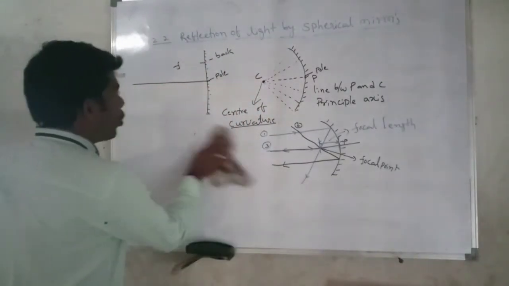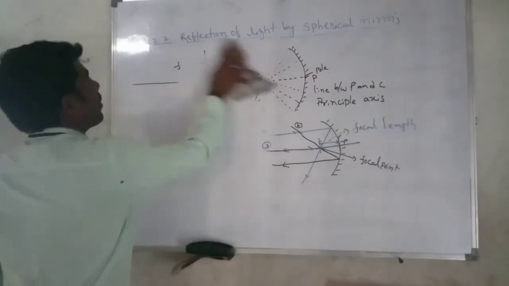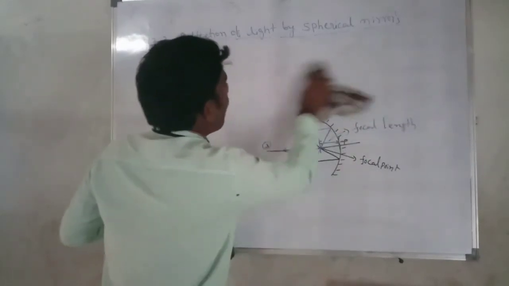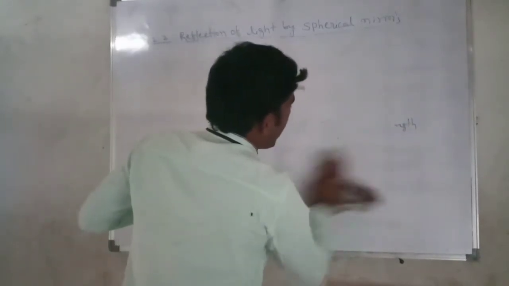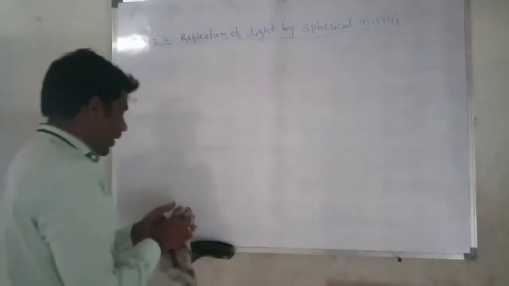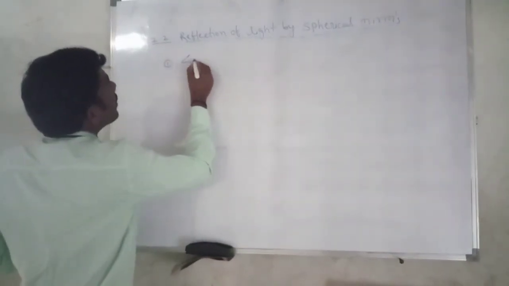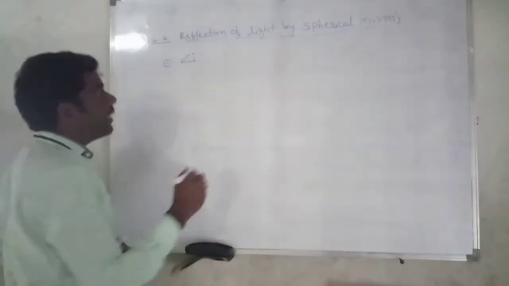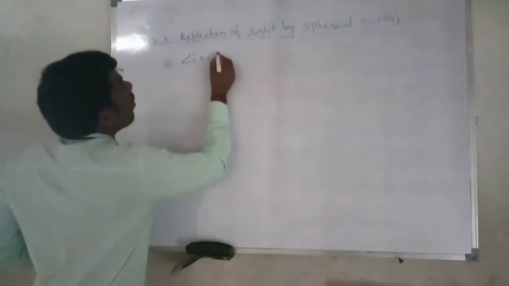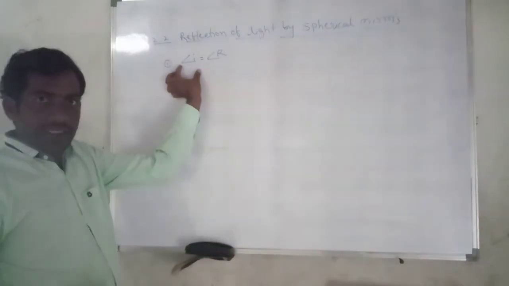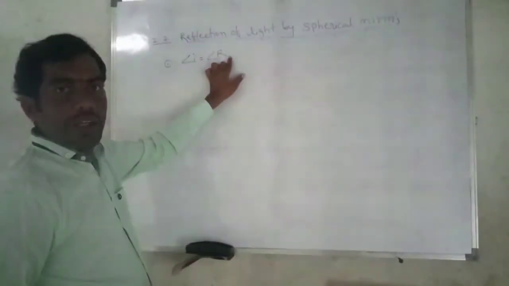Then you go to reflection. Reflection has two main laws. In those laws, the first one is that the angle of incidence is equal to the angle of reflection. First law of reflection: the angle of incidence is equal to the angle of reflection.